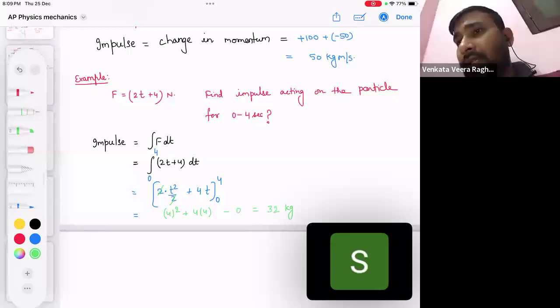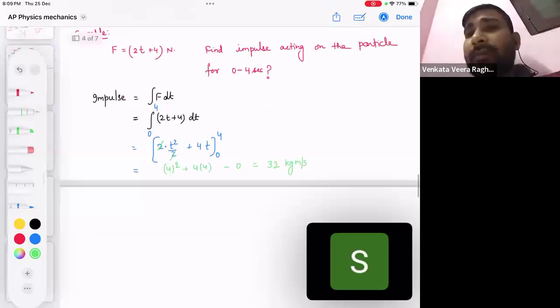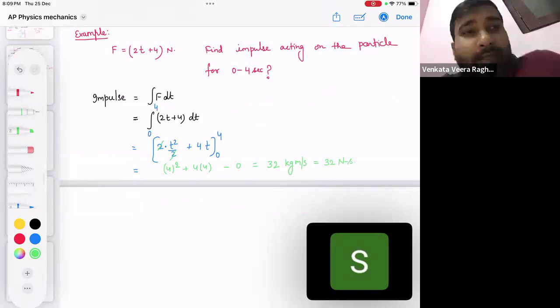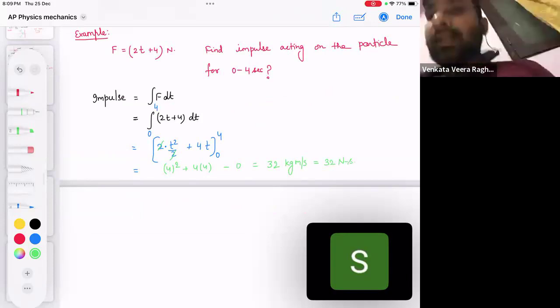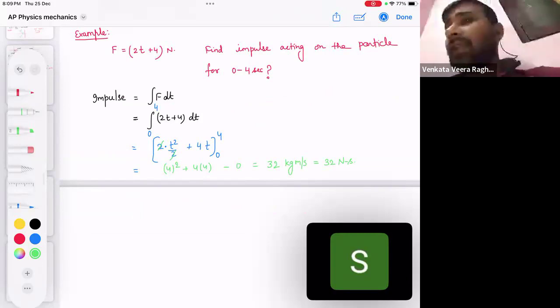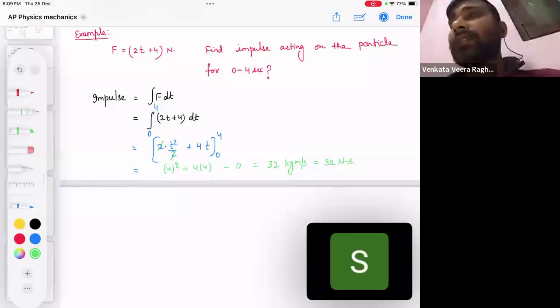And what is the unit of impulse? Kg meter per second. Understood? Kg meter per second, or can I also call it 32 Newton second? Please tell me. This is the impulse unit or change in momentum unit, it can also be written as Newton second. So please tell me, understand about the impulse force using what? Rate of change of momentum to calculate the force. Understood up to this? Please tell.